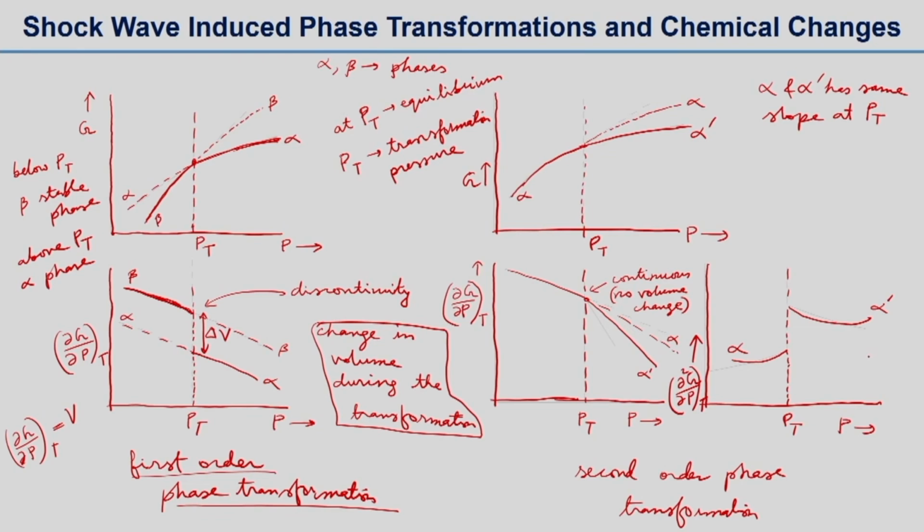Now you can see there is a discontinuity at the transformation pressure. That means the second order derivative is discontinuous here. So that is a second order phase transformation, and we can see that we do not have any volume change associated with it. But in the case of a first order phase transformation, a change in volume happens during the phase transformation. We will see examples of these two kinds of phase transformations.